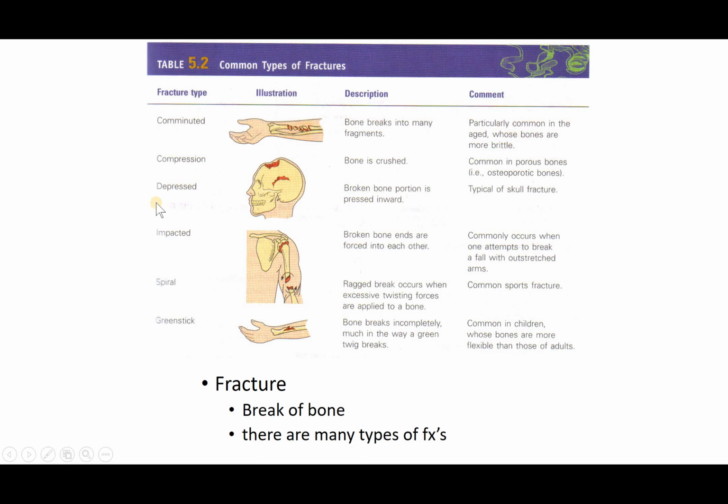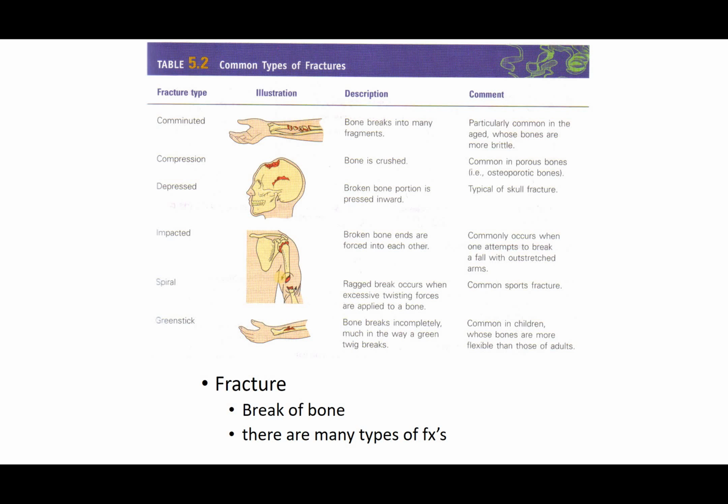There's also depressed fracture, where the bone is broken inward. And then there's an impact fracture, where broken bones are forced into each other. It's like an outstretched arm, and the entire arm gets jammed into the shoulders you're seeing here. So that's an impact fracture. And then spiral fracture is basically where the bone is twisting and breaks. So there's your spiral fracture.